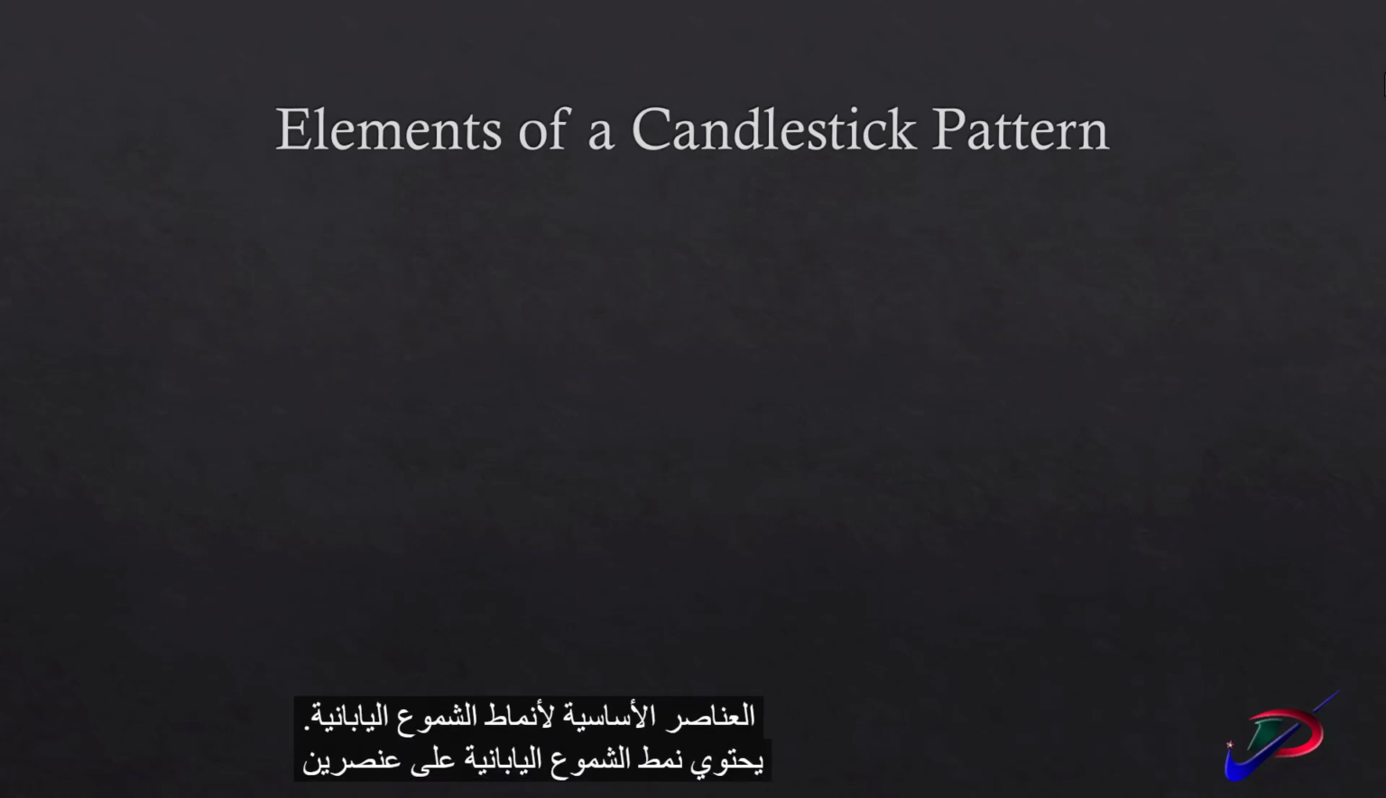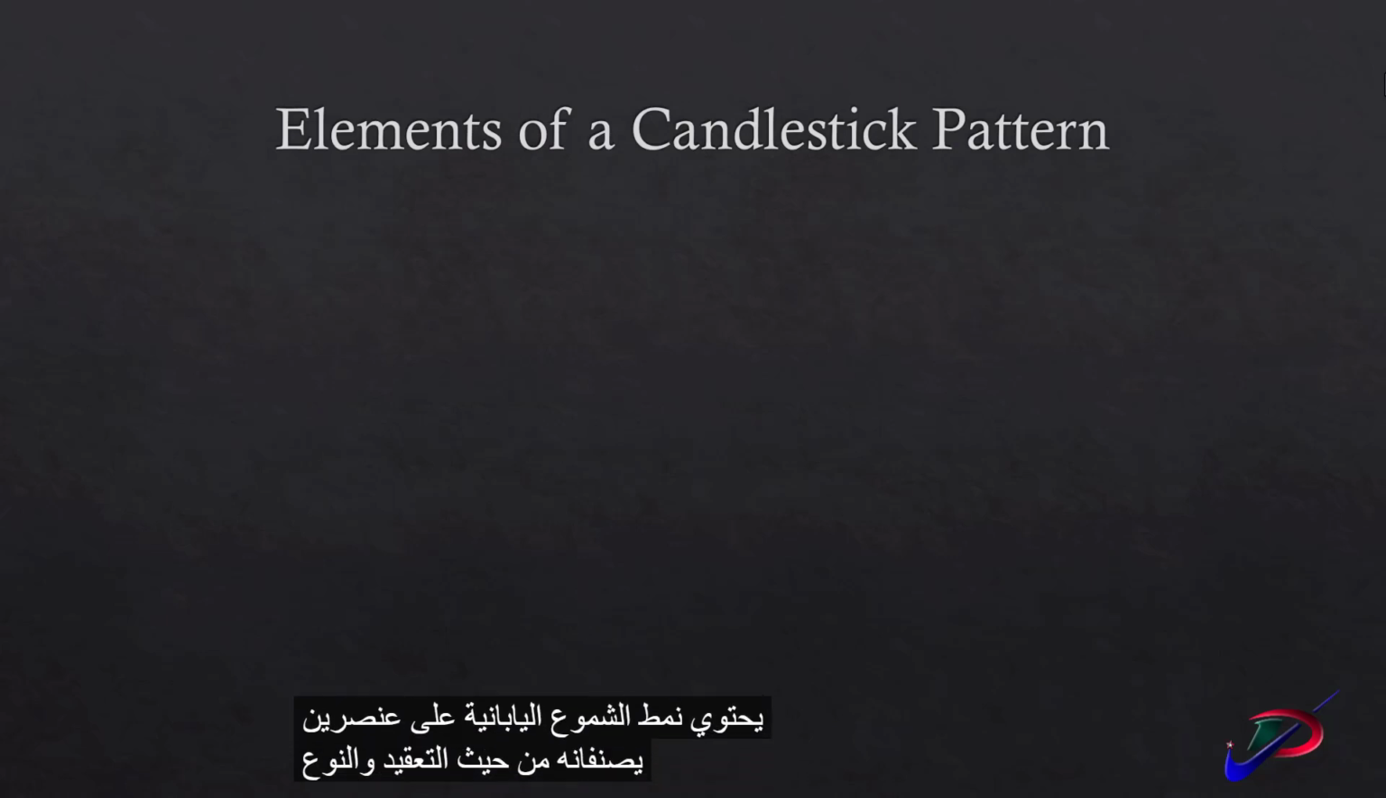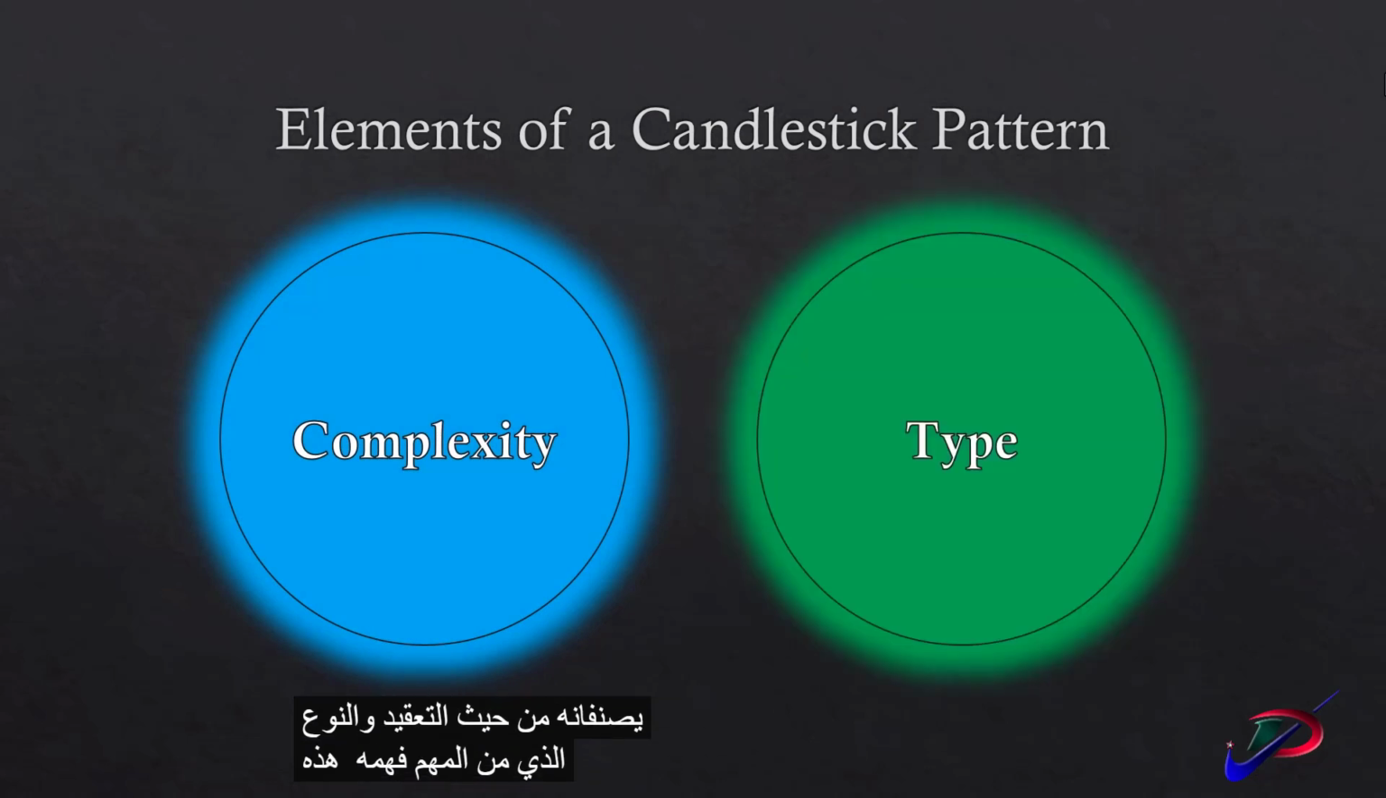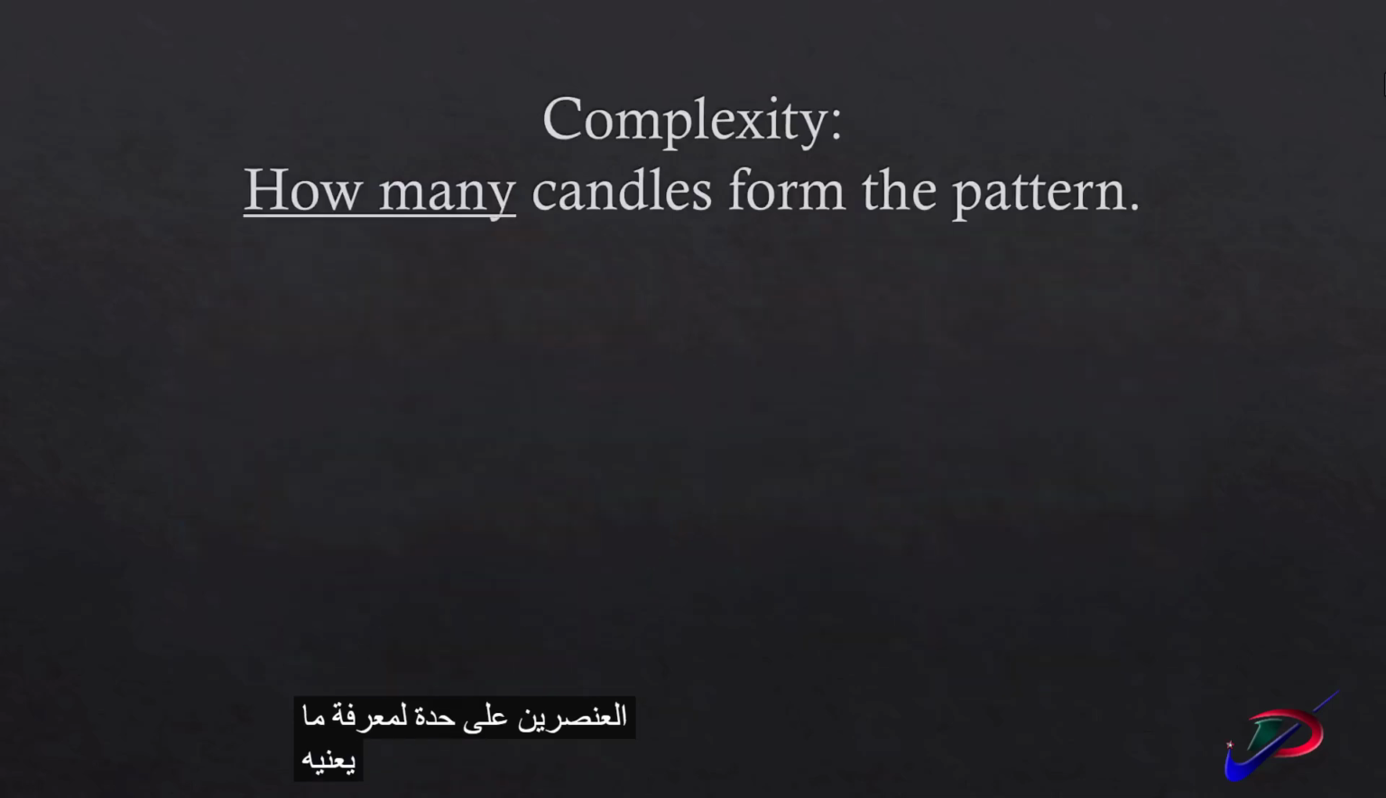A candlestick pattern has two elements that classify it: the complexity and the type. It's important to understand these elements and classifications because that will simplify things later. Let's take a look at each of these two elements individually to see what they mean.